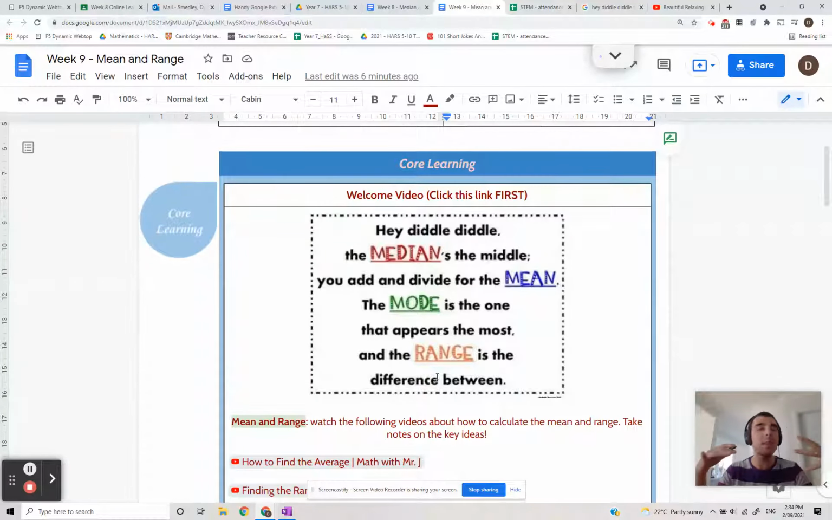Hey diddle diddle, the median's the middle. You add and divide for the mean. The mode is the one that appears the most. The range is the difference between.